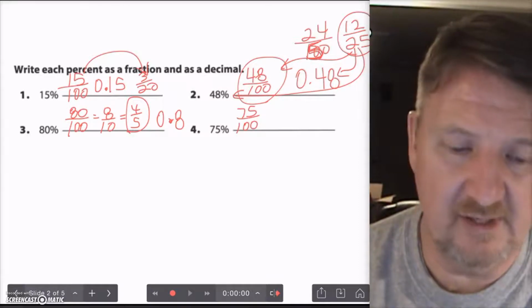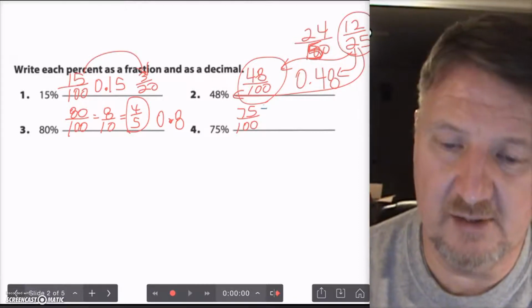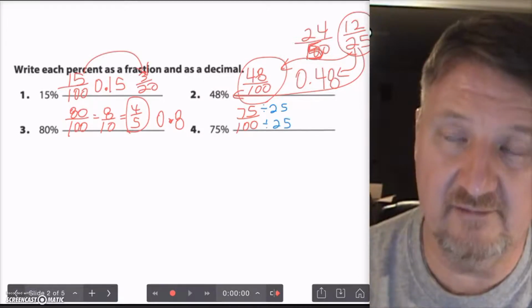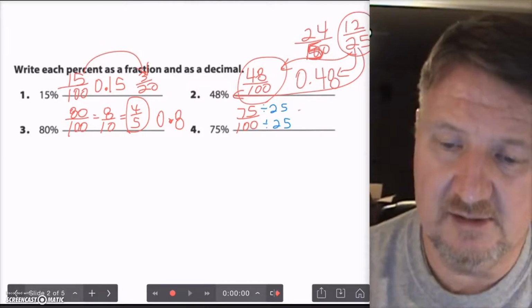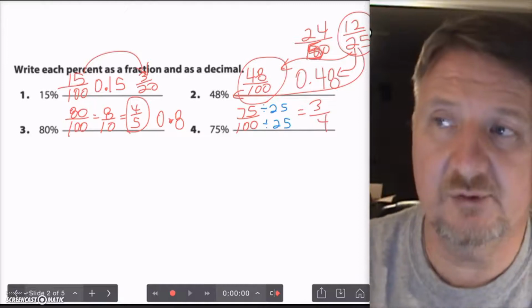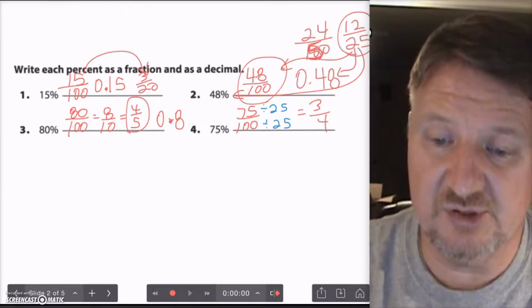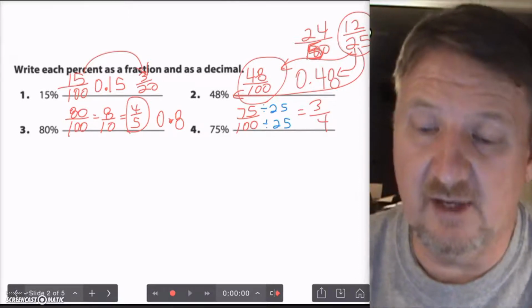I can divide both the top and bottom of this by 25. You might not see that right off. You might just see the 5. But if I divide 25 by 5, I get 3. If I divide 100 by 25, I get 4. So 3/4 is the same thing as 75%, or 75 out of 100.